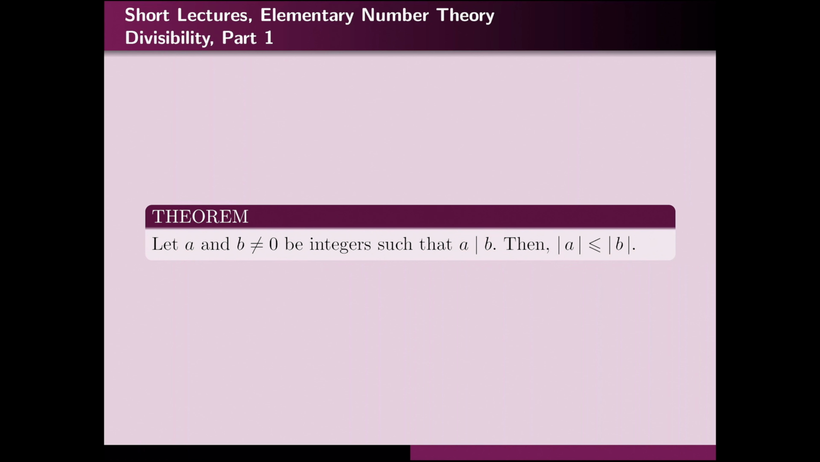Of course, this holds if b is not equal to 0, because if b is equal to 0, a can be any integer. For example, 5 divides 0 is a true statement, but the absolute value of 5 is of course not less than the absolute value of 0. So this is crucial. If b is 0, this is no longer guaranteed. But if b is not 0 and this is true, then this is guaranteed. So let us look at the proof of this one, okay?